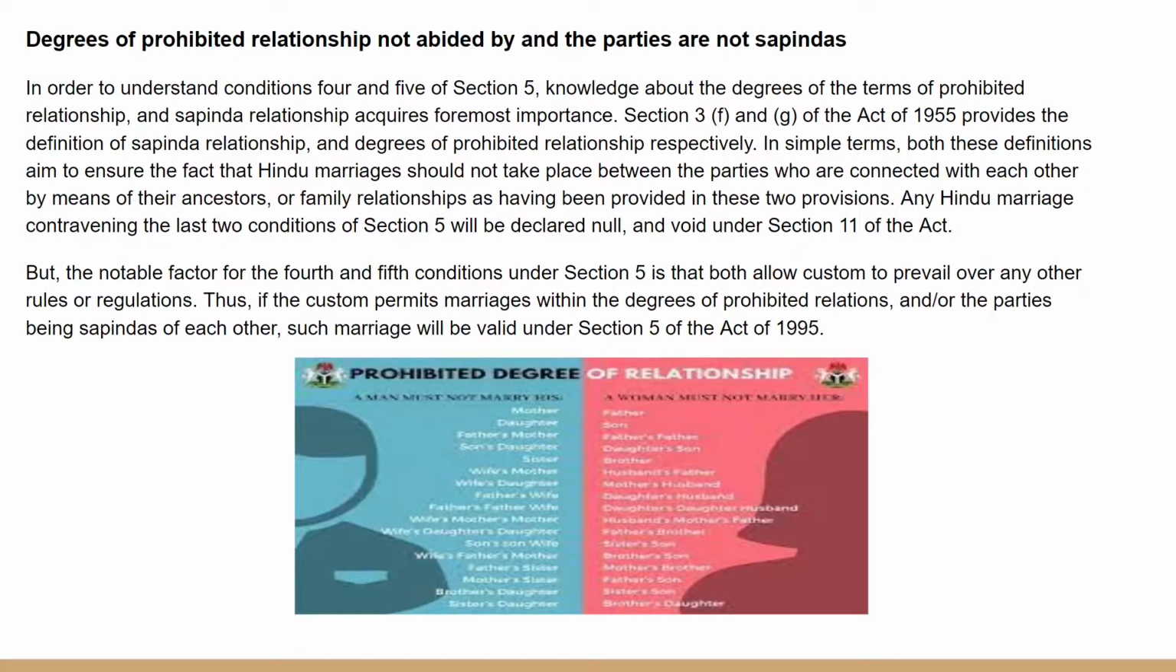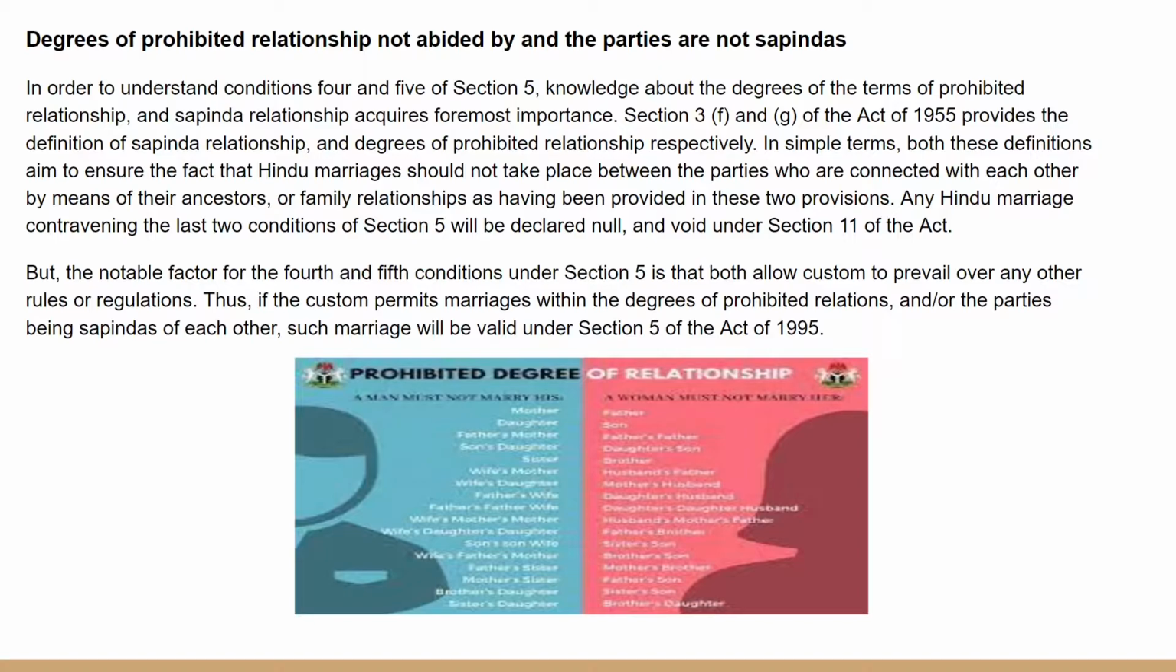Degrees of prohibited relationship not abided by and the parties are not sapindas. In order to understand conditions 4 and 5 of Section 5, knowledge about the degrees of prohibited relationship and sapinda relationship acquires foremost importance. Section 3(f) and (g) of the Act of 1955 provides the definition of sapinda relationship and degrees of prohibited relationship, respectively. In simple terms, both these definitions aim to ensure that Hindu marriages should not take place between the parties who are connected with each other by means of their ancestors or family relationships as provided in these two provisions.